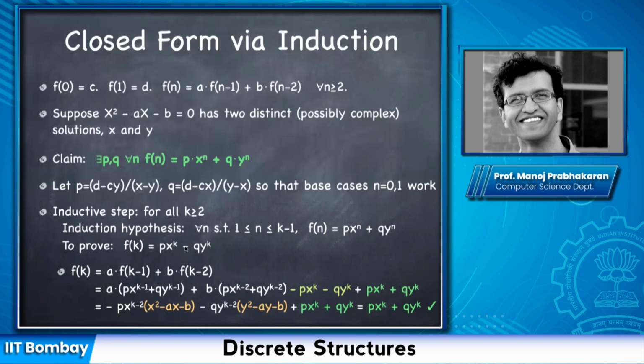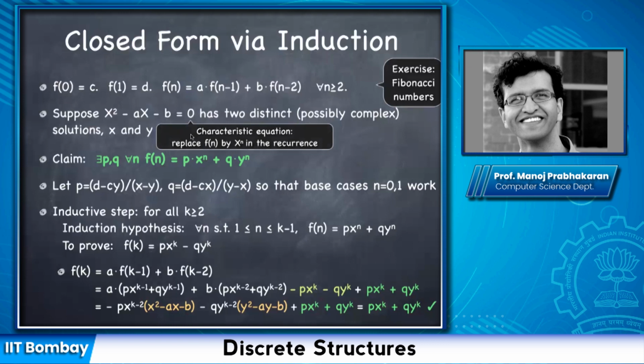Okay, so that's a simple inductive proof for the case where there are two distinct solutions. As I said, you should verify that for Fibonacci numbers, when a equals b equals 1, it falls in this case, and indeed you have a formula of this form. So I leave it as an exercise for you to find what these numbers p and q are. And this mysterious quadratic equation is called the characteristic equation, and we'll come across this later also.